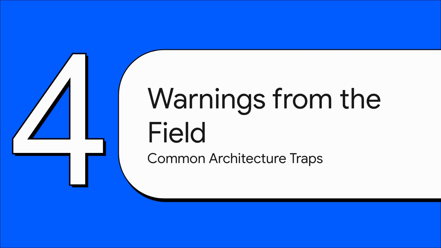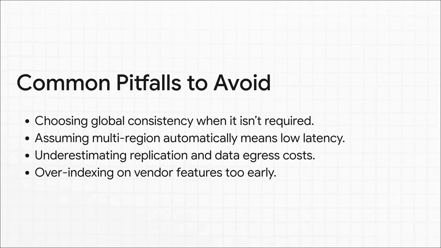So before we wrap up, I want to share some warnings from the trenches. These are the classic mistakes, the common traps that even very experienced teams fall into when they first go global. The number one mistake is just over-engineering. Teams reach for the most powerful, most complex, globally consistent database and try to use it for everything, even when they don't need it. They assume multi-region is some kind of magic wand that makes everything fast everywhere. It's not. They totally forget about those scary egress costs we talked about, and they get locked into one specific vendor's proprietary features way too early in the game.